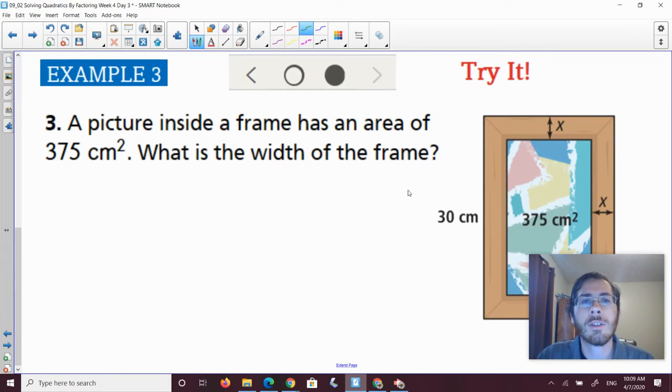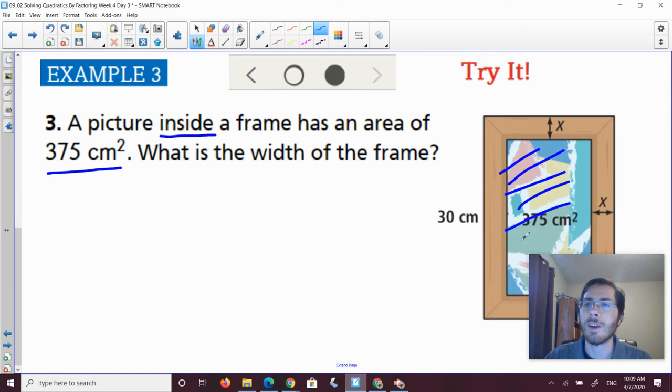So if you come down to the other example, we'll try it down here. This one's a little bit trickier. With the setup, they switch things up a little bit. So they tell you that the picture inside the frame is 375. So that means that only this piece is 375. So they don't want the whole thing. So we don't want to do 30 plus 2x. We actually have to say, the whole thing is 30, and I need to just get it down to here. So I actually need to subtract 2x from these ones.